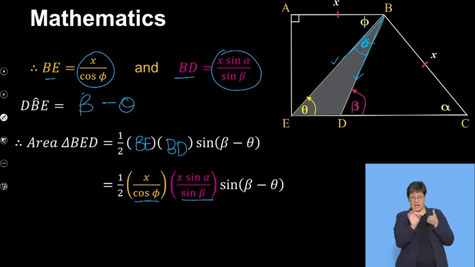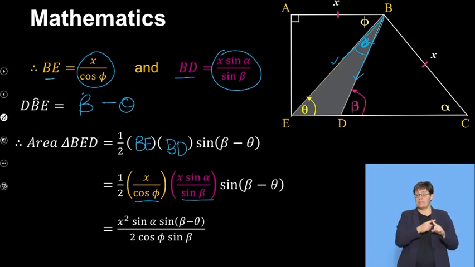Now we're just going to clean up some of the algebra and see what we end up with. Because we're multiplying x by x, we end up with an x squared. So we've got x times sine of alpha, and this belongs to our numerator. It goes up there. And at the bottom, we've got 2 cos phi over sine of beta.